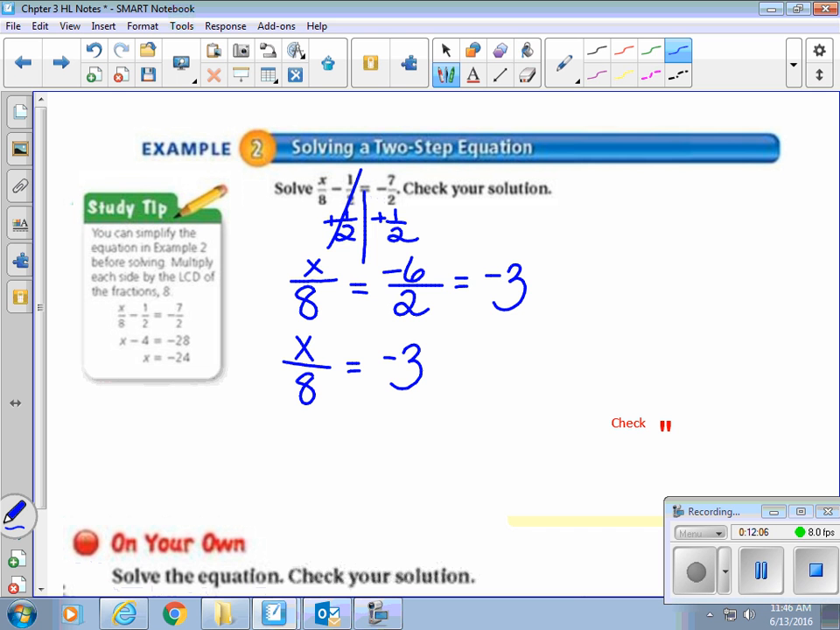So now we have to undo that division. It says x divided by 8. How do we undo dividing by 8? We're going to multiply both sides of the equation by 8. Times 8 there, times 8 on the other side as well.